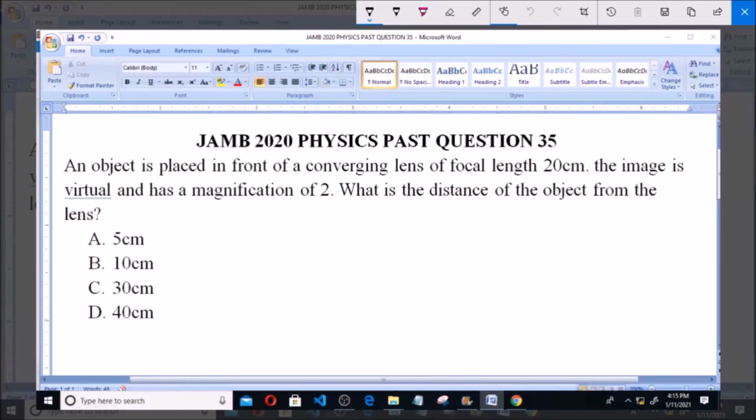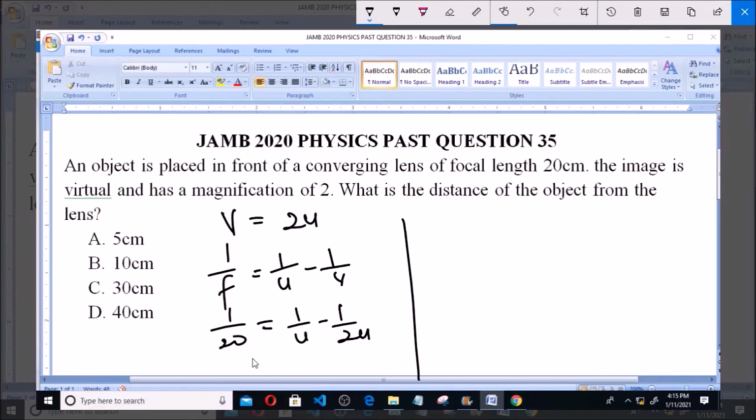Now, it is noted that the image is virtual, so it simply means v is equals to 2u, because we are told that it has a magnification of 2, so the image is twice the object. Now, because the image is virtual, we'll be using this formula: 1 over f is equals to 1 over u minus 1 over v. So 1 over 20 is equals to 1 over u minus 1 over 2u, because they said v is equals to 2u.